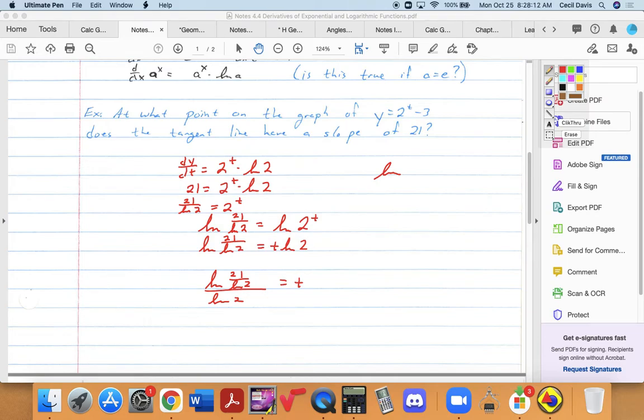Could you do it with the logarithm? Yeah, log base 2. So then it would be log base 2 of 21 over the natural log of 2 is t. I think I like the log base 2 more.